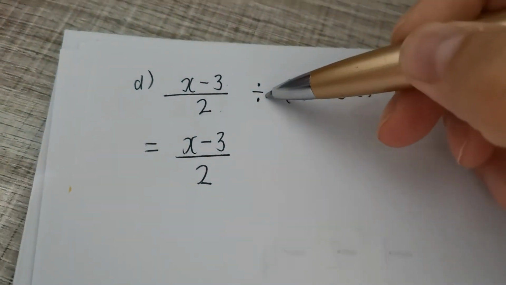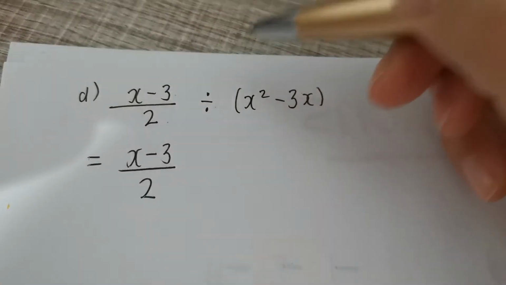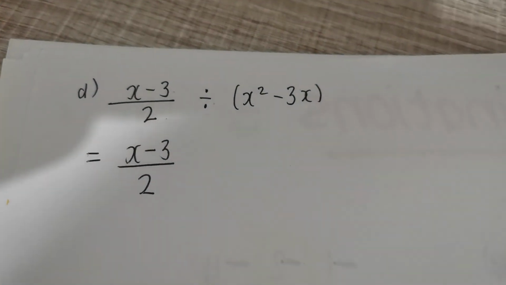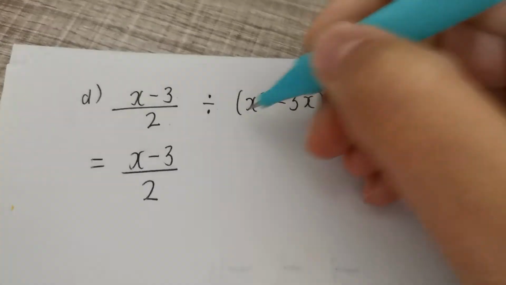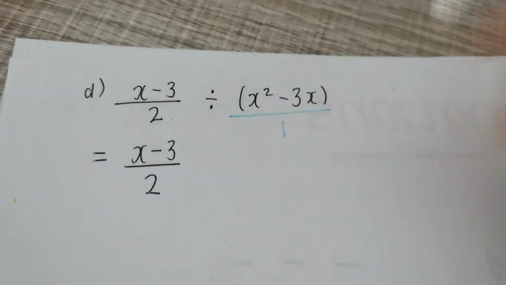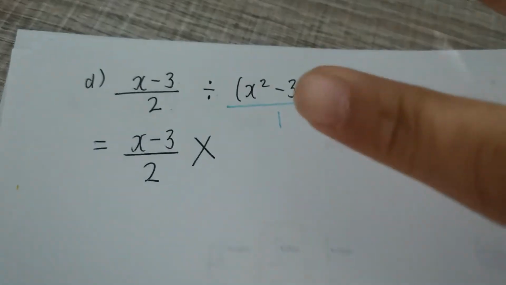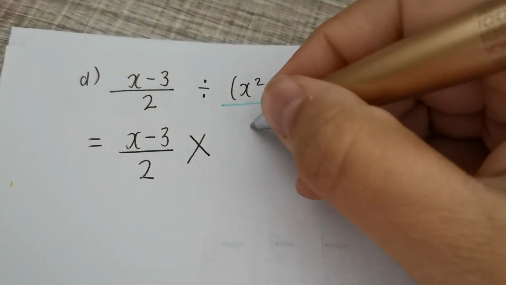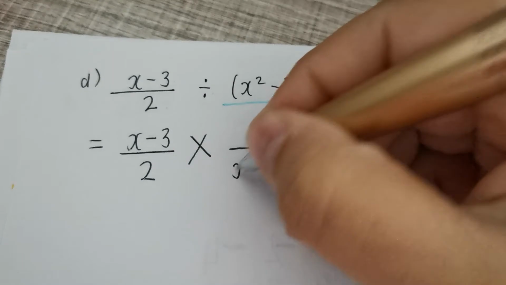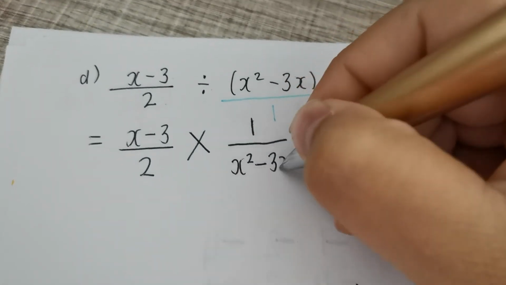Now I see a divide. When we know it's a fraction divided by a fraction, remember, we do something called tip-in times. This whole bracket over here is technically over 1. So we're going to multiply. So that's the times part. And we're flipping it around. So the 1 goes to the top. The bottom goes x squared minus 3x.